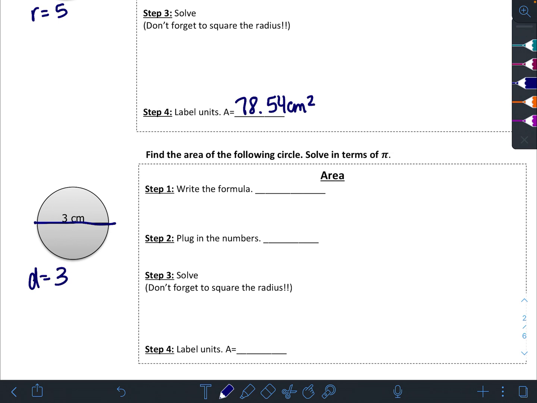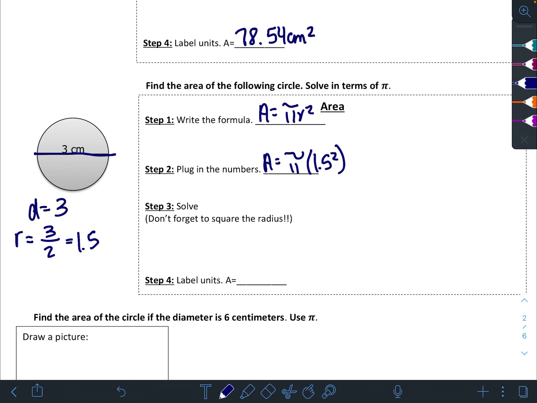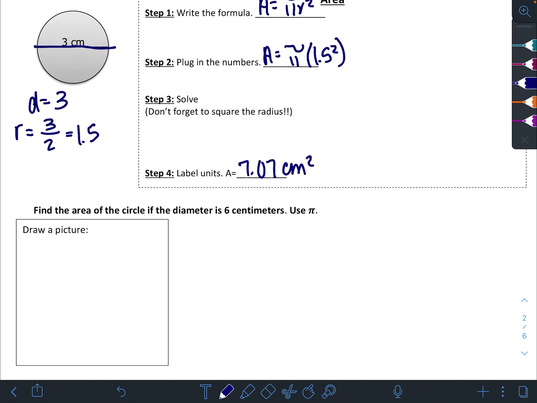Now, if we look at this next one, it goes all the way across, so that is your diameter of 3. I want my radius, so I'm going to have to do 3 divided by 2, which gives me 1.5. So if I have my formula, A equals pi r squared, I'm going to have A is equal to pi times 1.5 squared. And no joke, you just type that right into your calculator, and you get 7.07 centimeters squared.